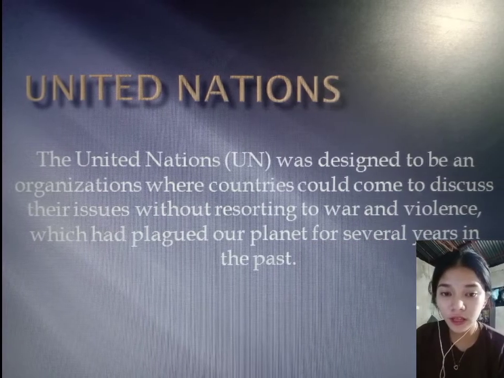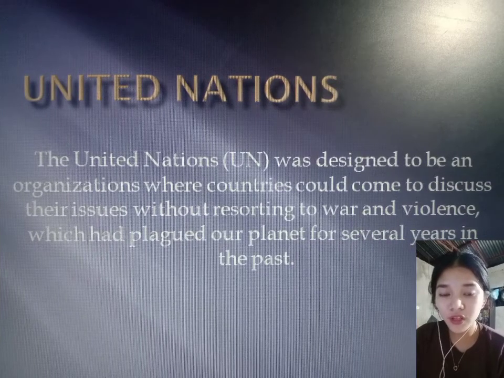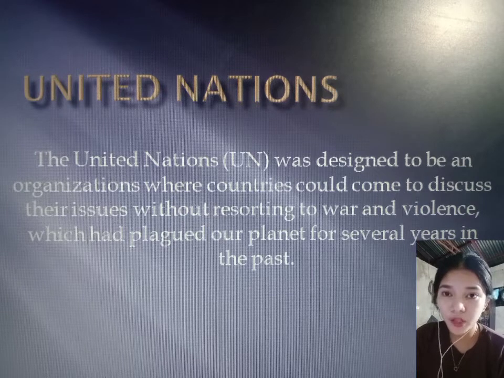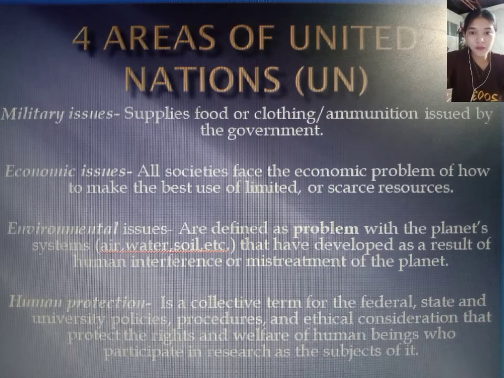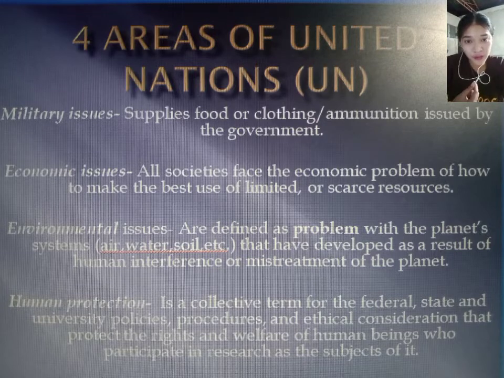The United Nations is an international governmental organization that aims to maintain international peace and security, develop friendly relations among the nations, achieve international cooperation and be a center for harmonizing the actions of nations. So we have the four areas of the United Nations or UN. The first one is military issues.